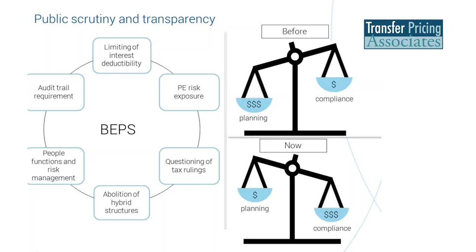And then I think one of the most important elements is actions number 8, 9 and 10, with a strong focus on people functions and risk management. They elaborate much further on how to do that and how to mitigate risk, and they have now provided the 6 steps of risk management. So tax authorities are digging into that.